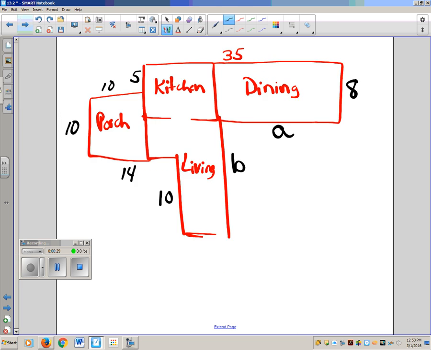Stay on your page. This is the same diagram, just made it bigger. We're going to find the dimensions of all the rooms. If you look, you've got 4 shapes: the dining room, the kitchen, the living room, and the porch. The dining room, it's 8 by this. So we need to start with that. This side is 8, that side's 8, that side's 8. Good start.